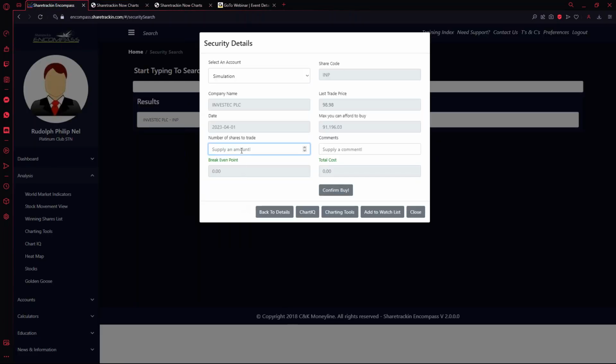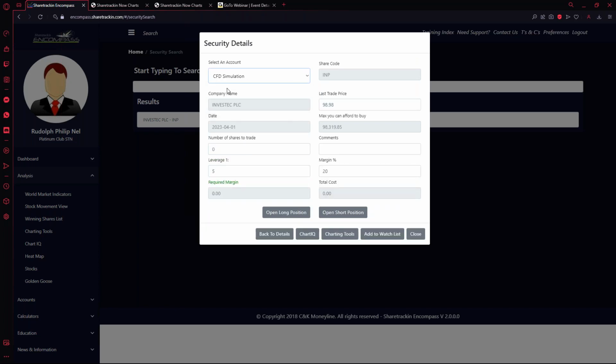Okay, and then we're going to select our CFD account, because obviously those are for CFDs. Select your CFD simulation account, and then you're going to enter your number of shares to trade. Okay, so in this case, we're going to take 100 shares, all right, just for the webinar purposes. So 100 shares, which is going to cost us 1,989 Rand and 60 cents, which will give us then an exposure of 9,948 Rand. Okay, now obviously we're going to leave our margin on 5%.